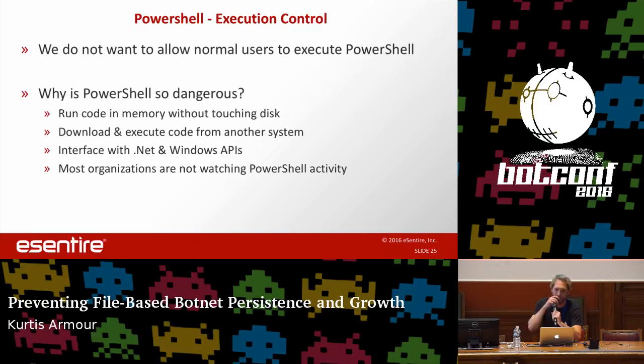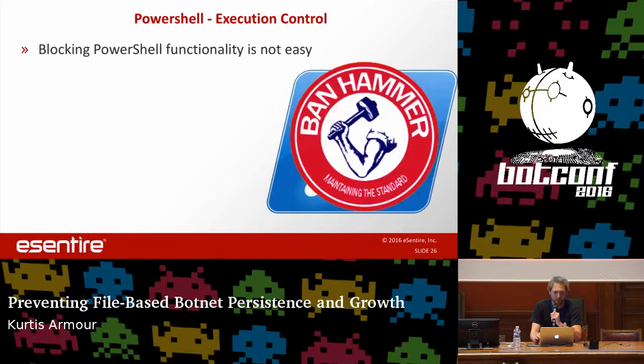And the reason PowerShell is so dangerous is because it can run code in memory without touching disk, download and execute code from a remote system, and interface directly with .NET and Windows APIs. And the older versions of PowerShell don't provide as much logging for people to be able to investigate and watch it within an organization. So blocking this functionality is definitely not easy.